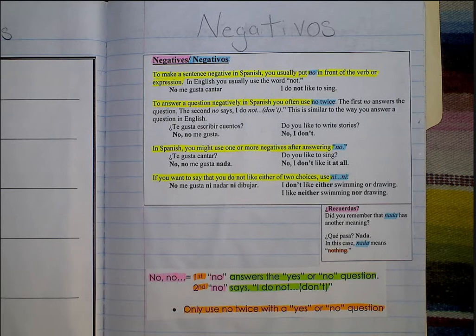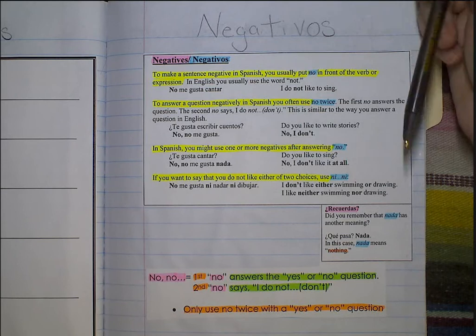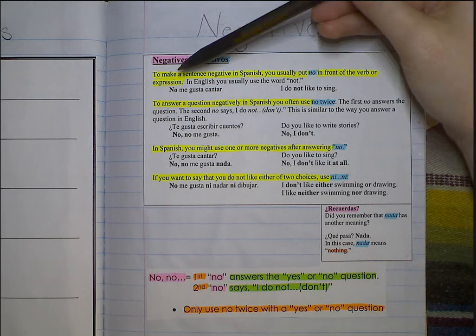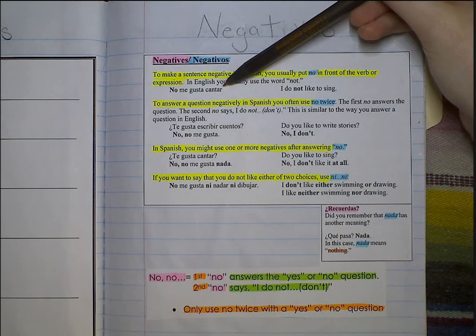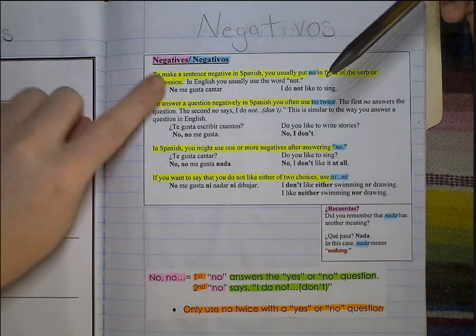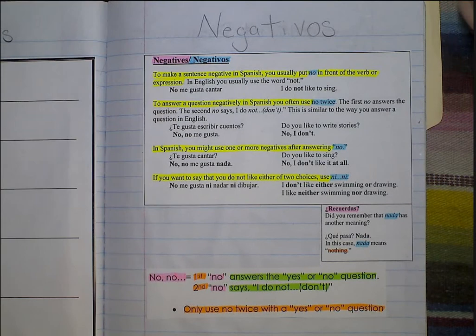Okay, so negatives in Spanish. You have to remember a few things, and the first thing is how to say no, which I believe we all know is no. So to make a sentence negative in Spanish, you usually put no in front of the verb or expression. In English, you usually use the word not, but in Spanish, we are using the word no. So for example, to say that I don't like to sing, no me gusta cantar. No me gusta cantar. So to say you do like to sing, we should already know that it's me gusta cantar, and we simply just put a no in front of that.